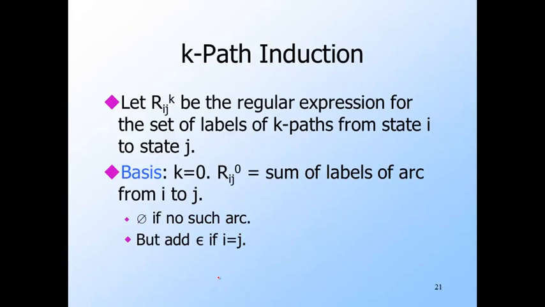We now need to introduce some notation. Let R_ij^k be the regular expression for the set of labels of the k paths from state i to state j. We've really seen the basis case k equals 0. That is, R_ij^0 is the sum of the labels on the arcs from state i to state j. If there's no such arc, then use the empty set symbol as the regular expression, but we add epsilon if i equals j.